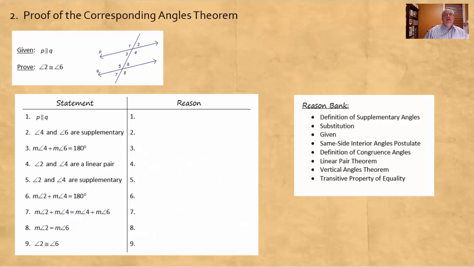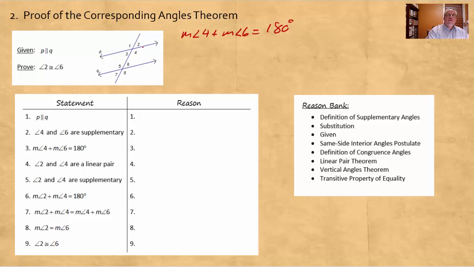Okay, we're going to prove the corresponding angles theorem next, and this is actually almost the same thing. We're just utilizing a different linear pair. So we want to show that 2 is congruent to 6. All right, well, it's going to go almost the same way. 4 and 6 are supplementary, so the measure of angle 4 plus the measure of angle 6 is 180.